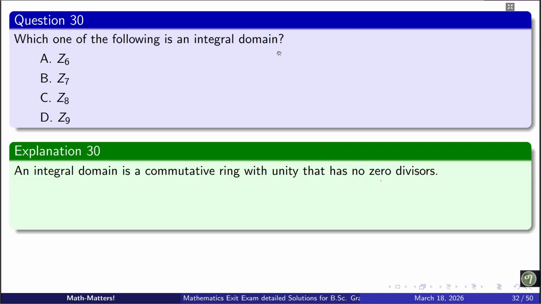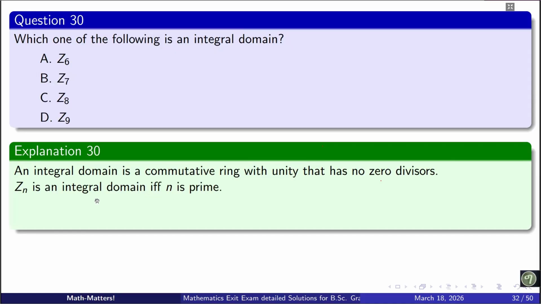So in order to answer this question, we must first be clear on what an integral domain is. You know that an integral domain is a commutative ring with unity that has no zero divisors. So Z_n is said to be an integral domain if and only if n is a prime number.